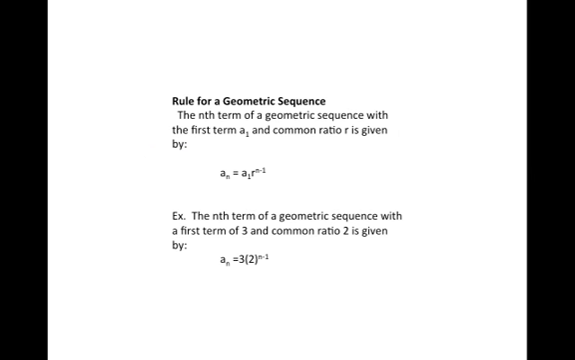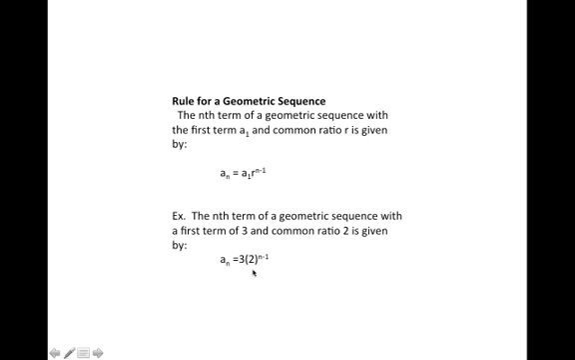Okay, so we need an nth term formula for a geometric sequence, just like we had for an arithmetic sequence. The nth term of a geometric sequence with the first term A1 and common ratio R is given by the nth term equals the first term times R to the n minus 1. So for example, the nth term of a geometric sequence with the first term of 3 and a common ratio of 2 is given by the nth term equals 3 times 2 to the n minus 1. Notice that the 2 is raised to the n minus 1 power first and then multiplied by 3.